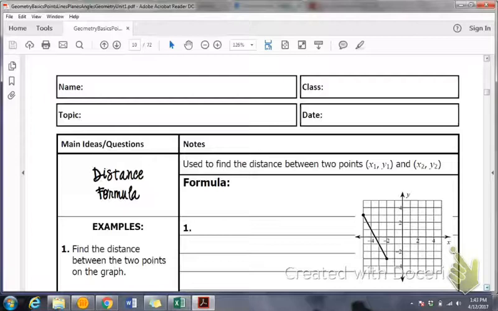Okay, so this is lesson 1.2. We're going to call this lesson 1.2. This is distance and midpoint.